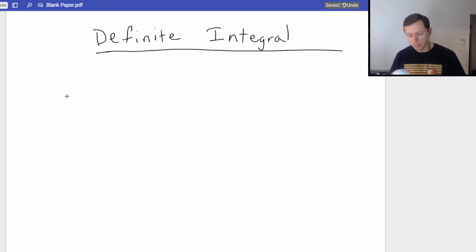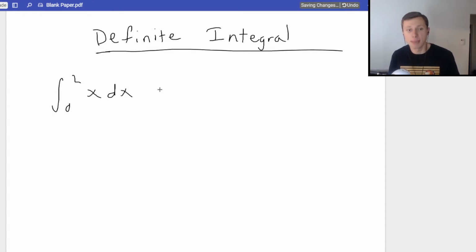Let's look at a problem. Let's say I have the integral from 0 to 2 of x dx. You see right away what the difference is. I have bounds. I said the integral from 0 on the bottom, 2 up top. What on earth does that mean? So first we need to talk about what the integral means in general.